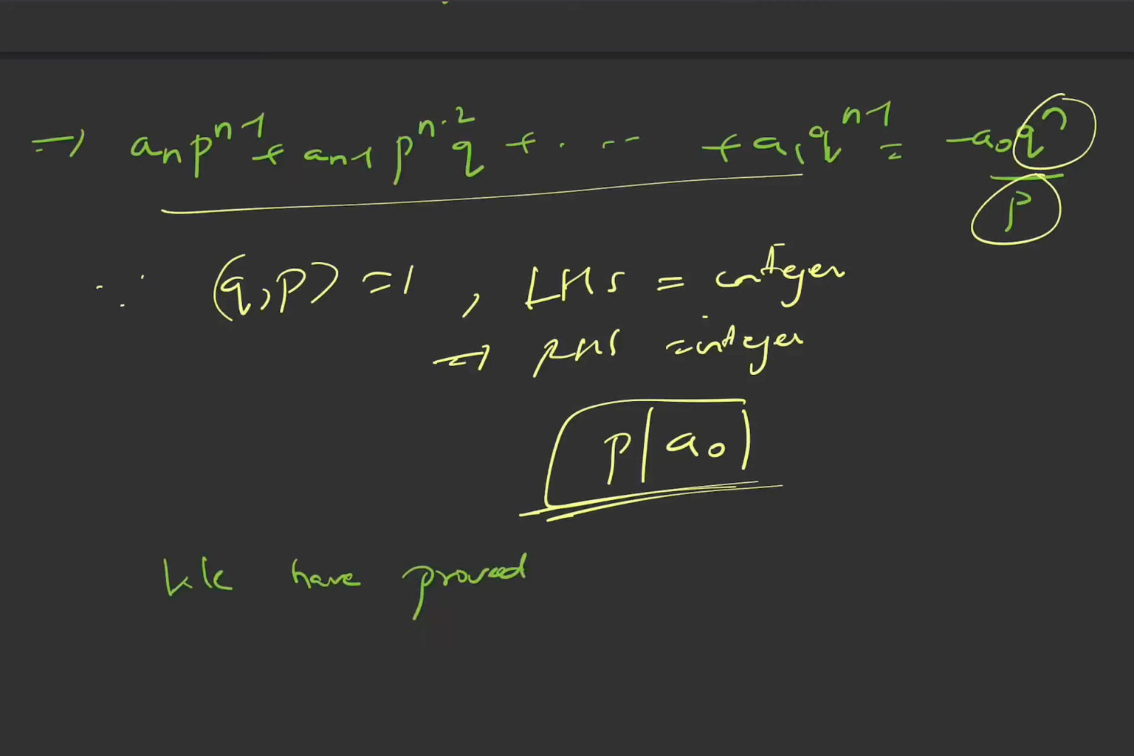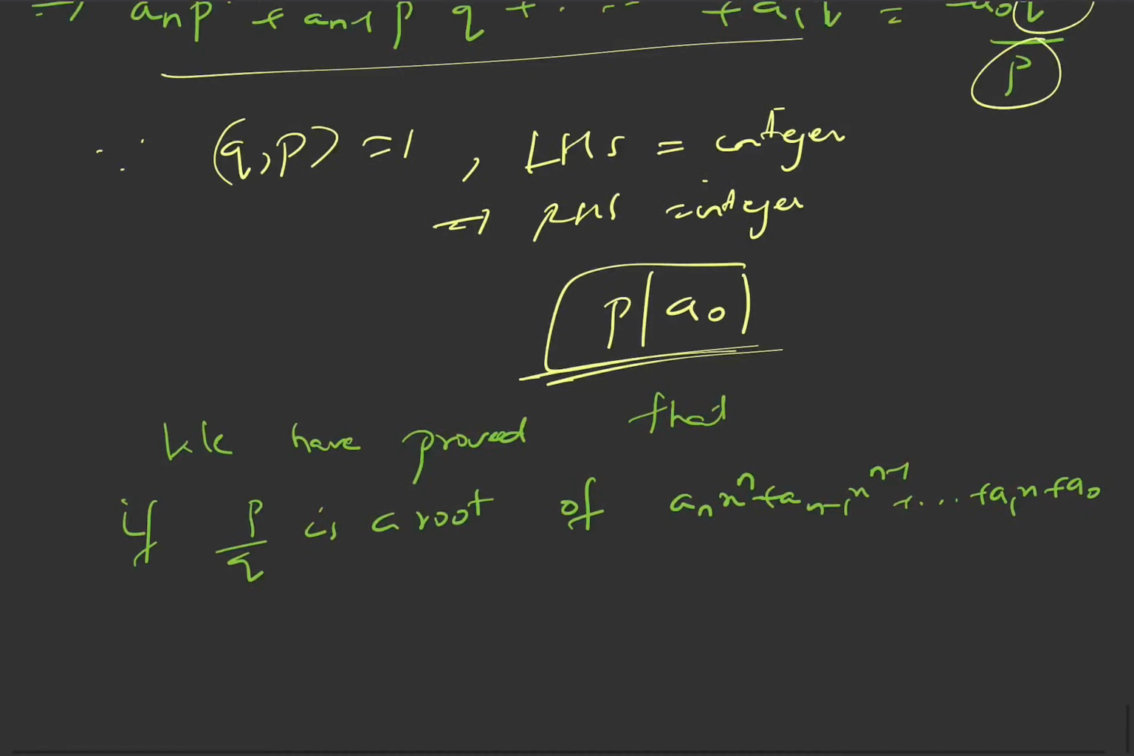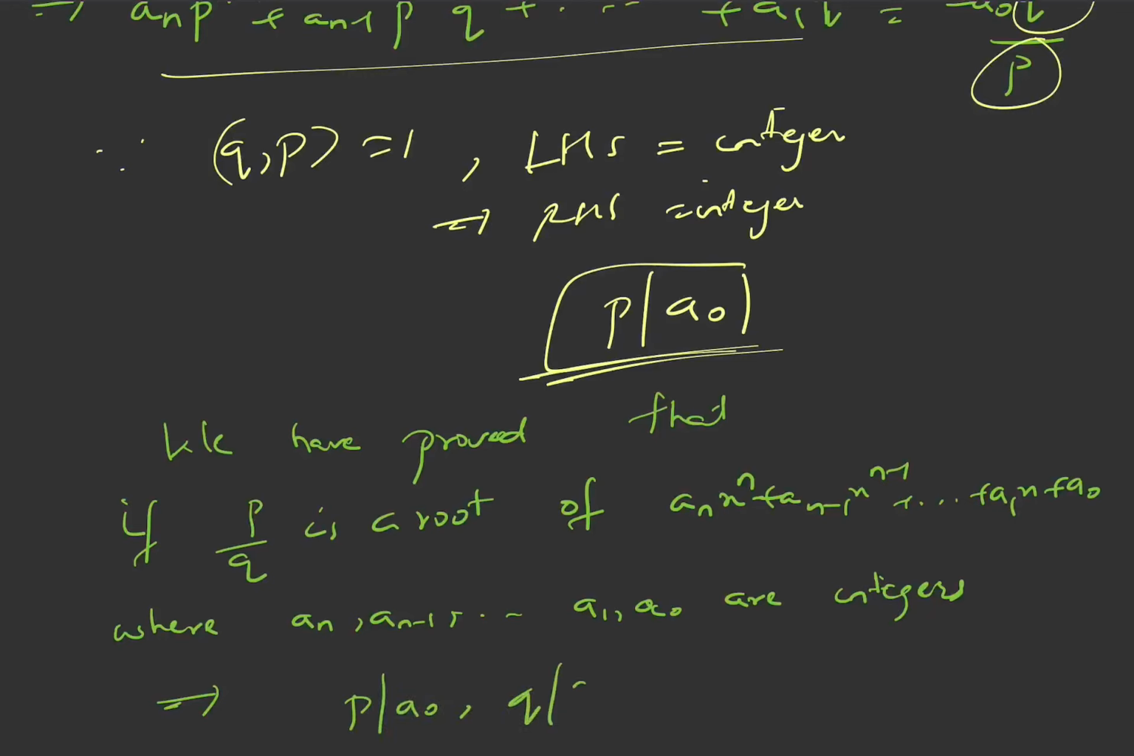So finally we have proved that if p by q is a root of an x power n plus an minus 1 x power n minus 1 plus so on plus a1 x plus a naught, where an minus 1 and so on up to a1, a naught are integers, then this simply means that p is a factor of a naught and q is a factor of an, and here the GCD of p and q must be 1, right? So this is the theorem which we have proved.